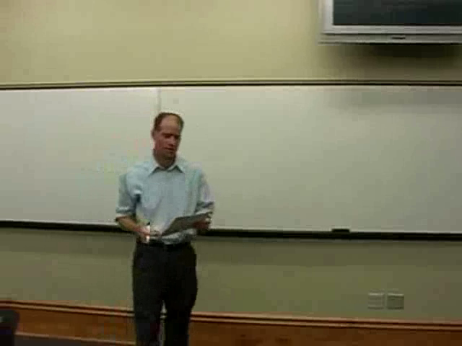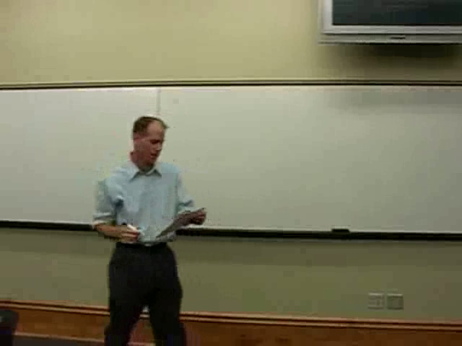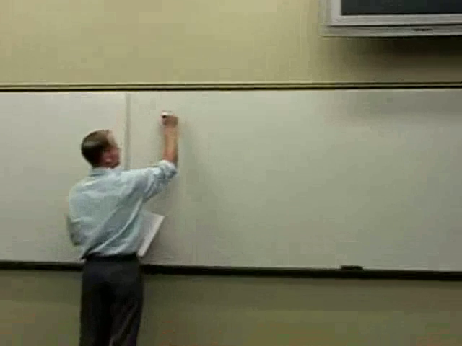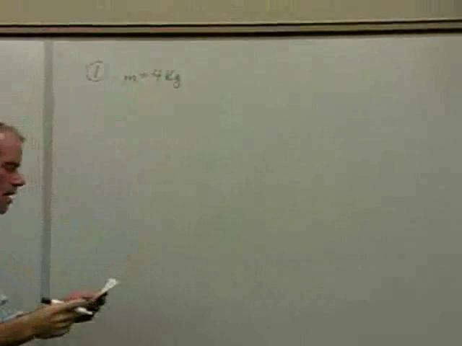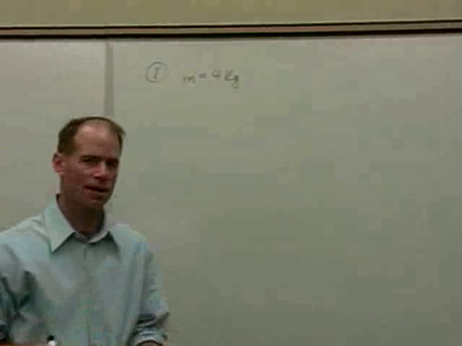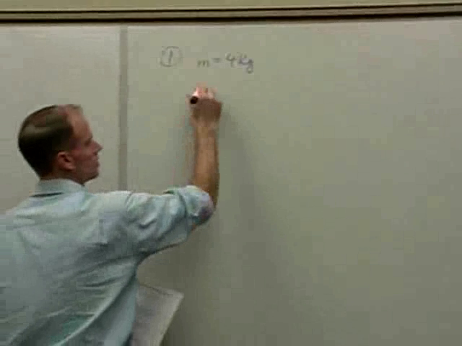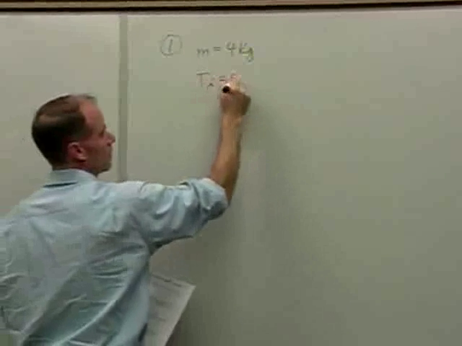All right, let's take a look at number 1. It says how many calories of heat are required to raise the temperature of 4 kilograms. So we have a mass of 4 kilograms. And we're going to go from 50 degrees Fahrenheit to the boiling point. So our T initial is 50 degrees Fahrenheit.